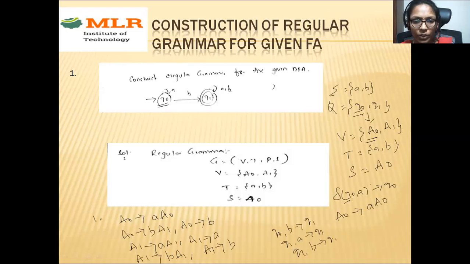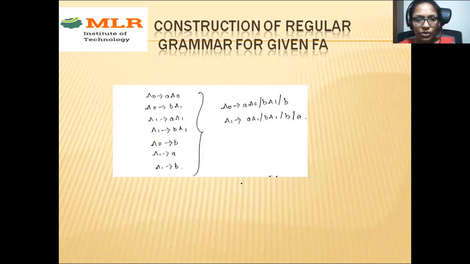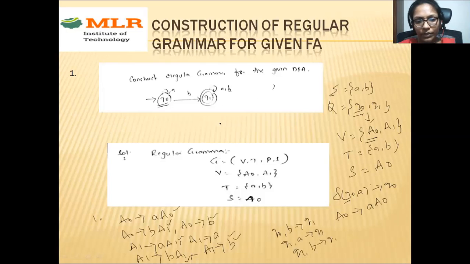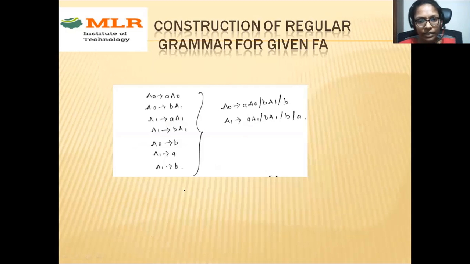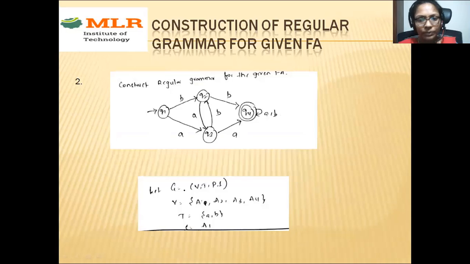So how many productions are we getting? 1, 2, 3, 4, 5, 6 and 7. Totally 7 rules we are getting. Here in the solution we are just writing all the symbols. So G is equal to V, T, P, S. Then after this I'm just writing all the production rules here, whatever rules we have discussed. All these rules we are representing in the next slide too. So this is the first problem.